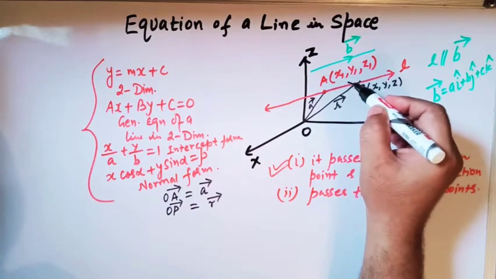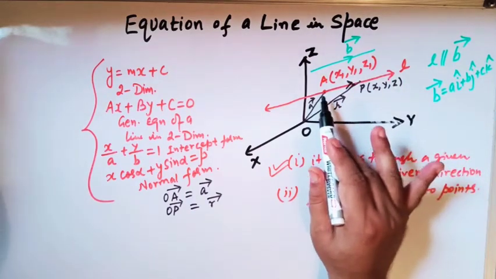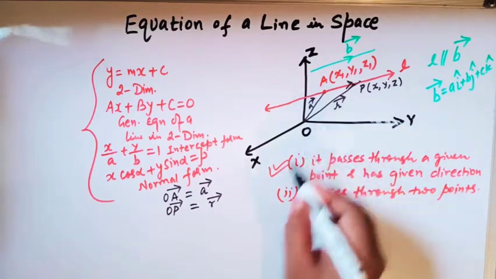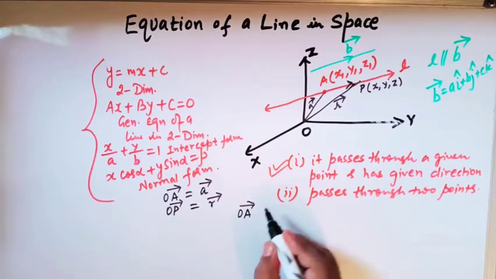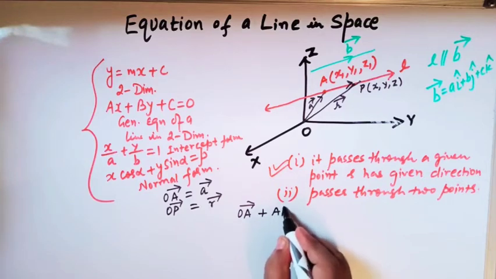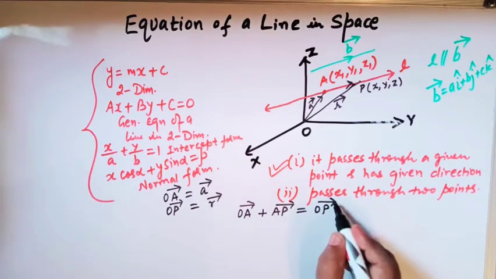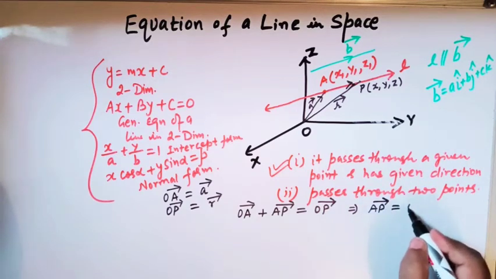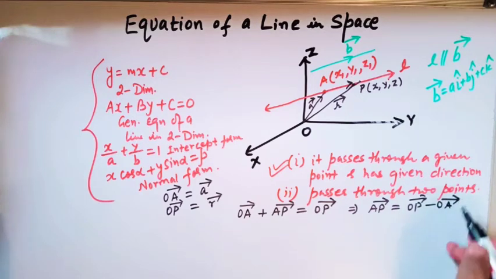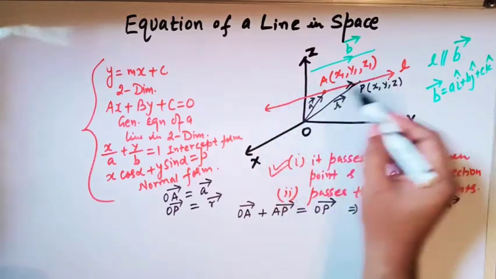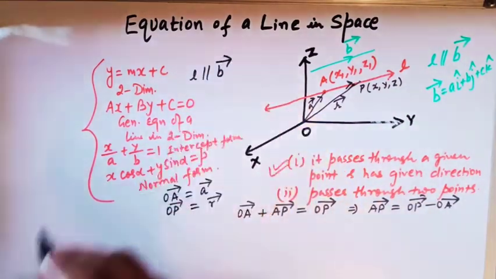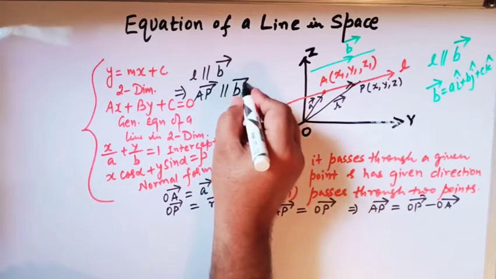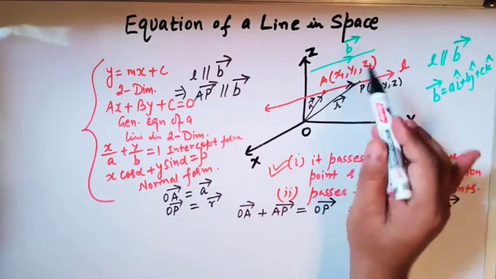Right? Now if we apply the triangle law of vectors in this triangle, we have vector OA plus vector AP is equal to vector OP. Right? Now we can rearrange it as vector AP is equal to vector OP minus vector OA. Now this line L is parallel to vector B, right? So this implies that the vector AP is parallel to vector B. Clear? This vector AP is parallel to vector B.